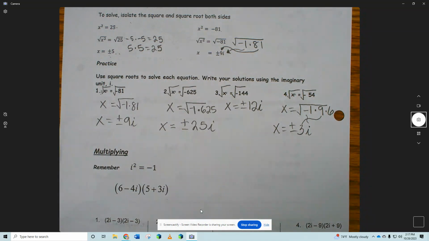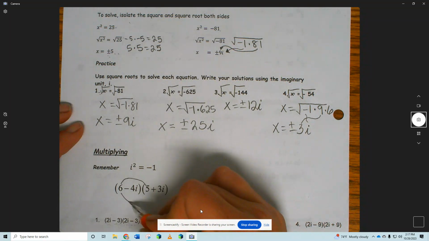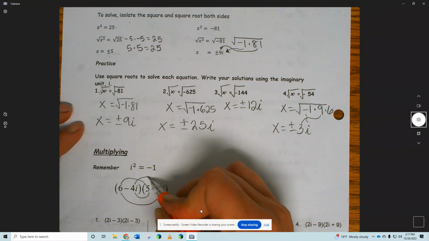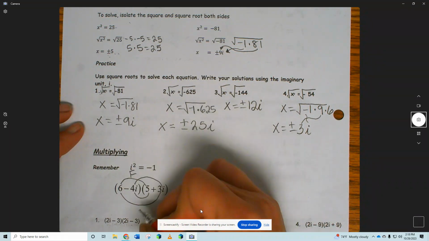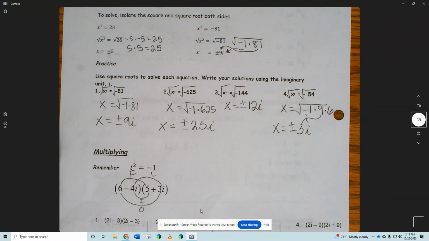Okay. That's simplifying. If I have an x squared and I need to just solve for x, the next four down here at the bottom are going to be foiling. So i squared equals negative 1. And I'm foiling. First, outer, inner, last, like we did when we were factoring. It's a binomial times a binomial. First, outer, inner, last, F-O-I-L. Okay?